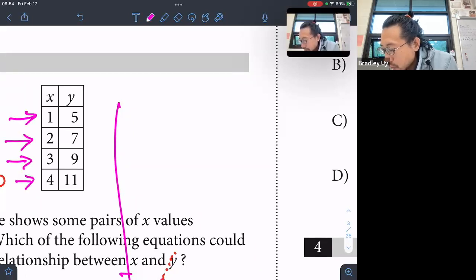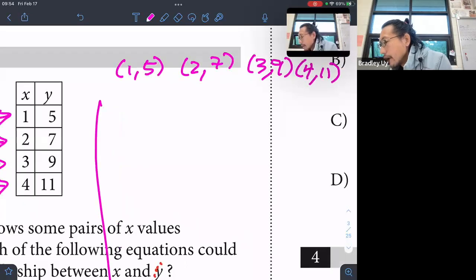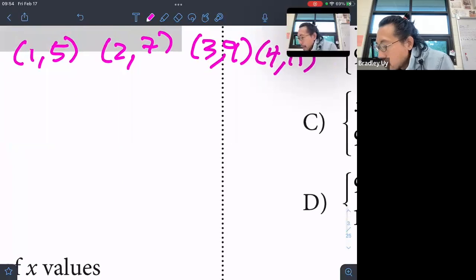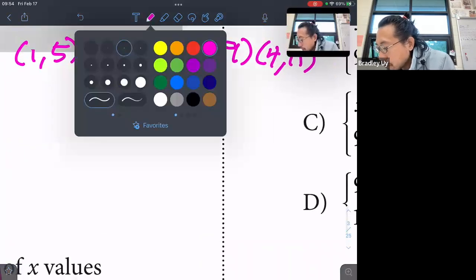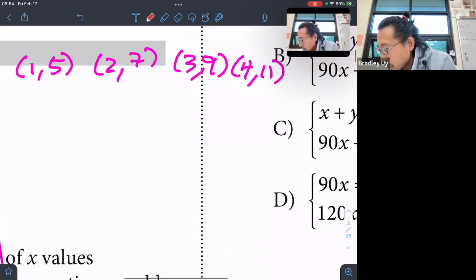These are ordered pairs, and they could be written like so: 1, 5, 2, 7, 3, 9, and 4, 11. These are points on a coordinate plane. Now, this method is very general, but very powerful. It's writing the equation of a line through 2 points. You can use any 2 points you want. Just for convenience or just being arbitrary, I'm going to use these 2 points.